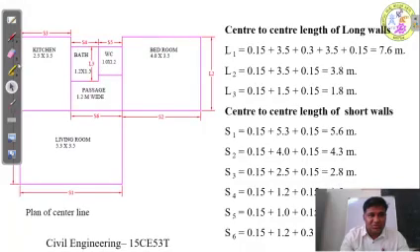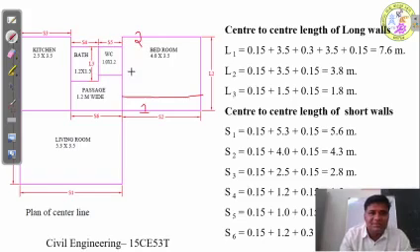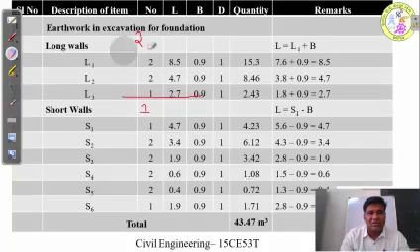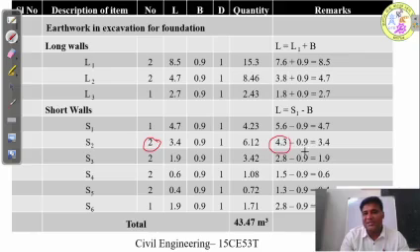Similarly, S2. So this is S2 from here to here. There are two walls of S2. This is one number and this is two numbers. Two walls are there. So in the column S2, I am going to write it as two numbers. The center to center length of S2 is 4.3 minus the one breadth, that is 0.9, will give me 3.4. So 2 into 3.4 into breadth into depth, 0.9 into 1, will give me 6.1.